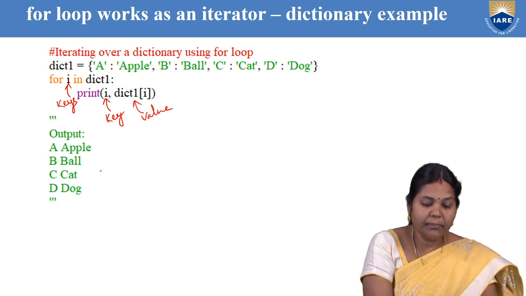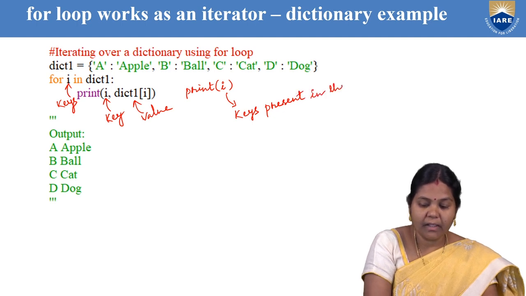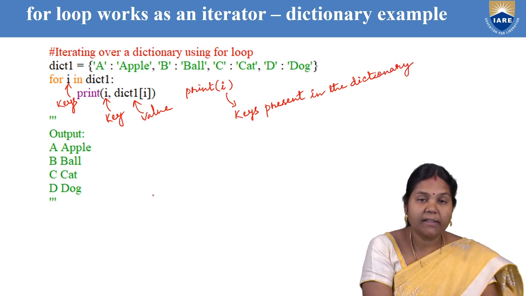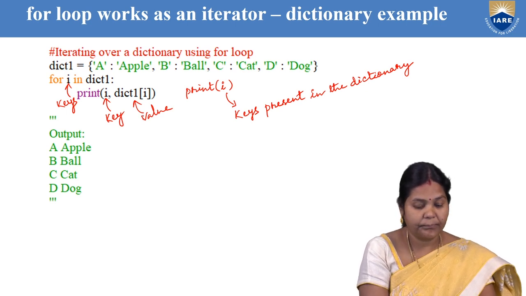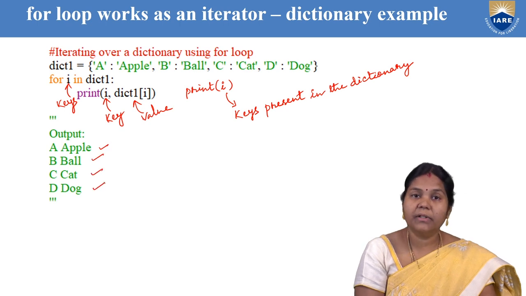If you simply write print of I, it is going to display only the keys present in the dictionary. If you want to display the keys and values of the dictionary, you have to write like this: print the key and also the value for that key. You can see the output. The key value pairs are displayed from the dictionary.